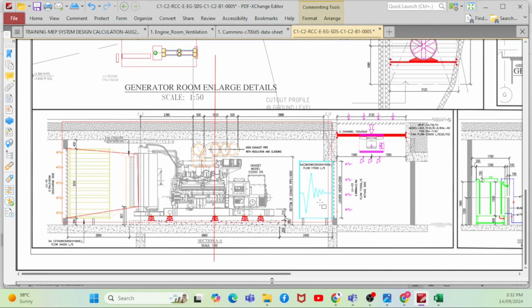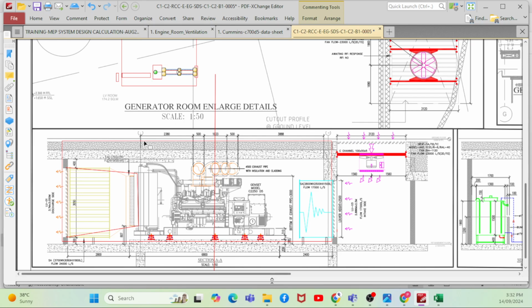Let me tell you about this particular project. In this project, my generator is in the basement, and this is my intake. Remember if you go to the Business Bay area, like Boulevard, the downtown area, you are able to walk outside there.